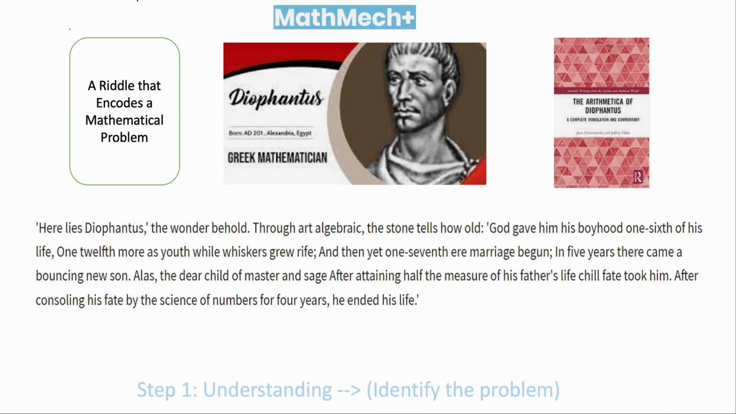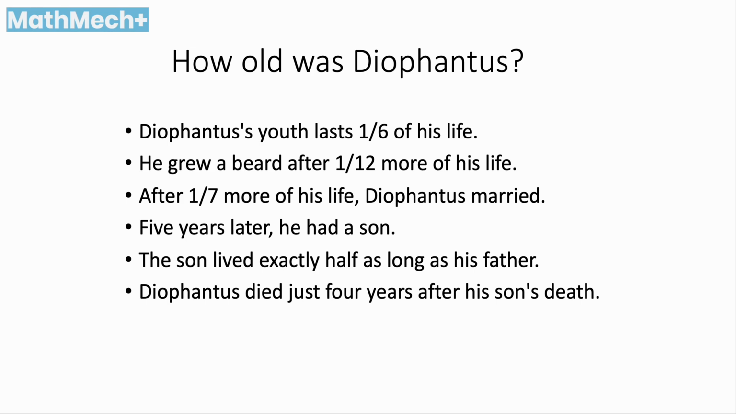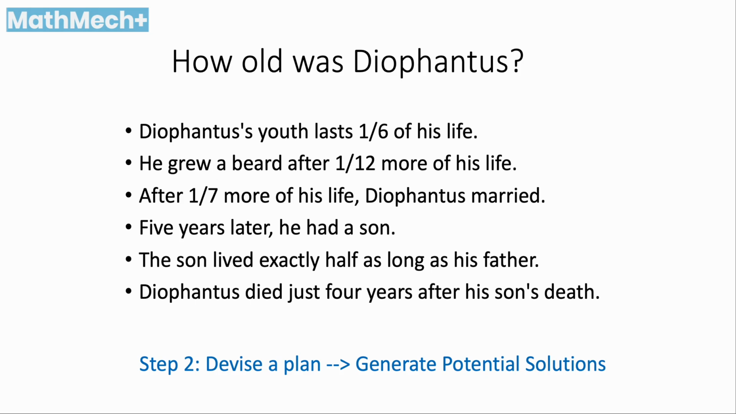You could read that there, but here is just one step: understanding. When you read it, do you understand it? Pick out, underline, circle the mathematics perhaps, or anything that you might need. So when you've identified the problem, we now have it listed out. You don't need to list it out like this. This is just to demonstrate it. So when you've done that idea, you've devised a plan, you may generate potential solutions.